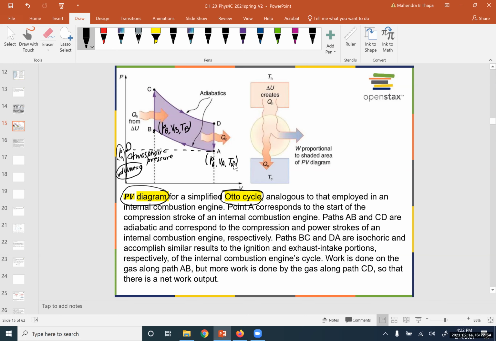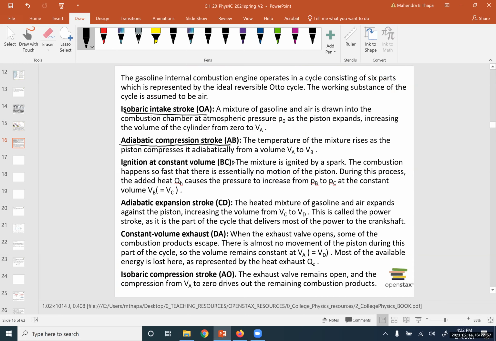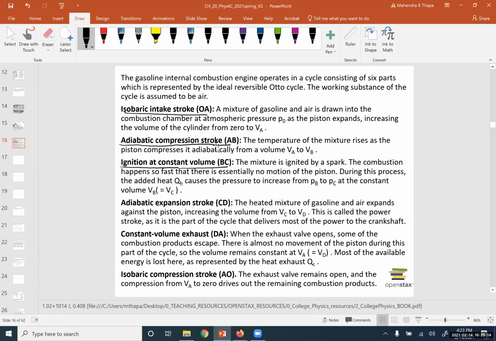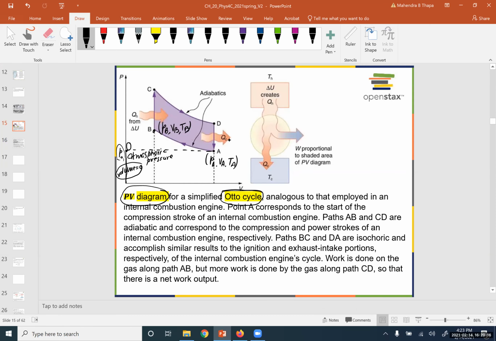So then we go to the ignition at constant volume. If that's time, you see here it will happen at constant volume. So at that time it will go from B to C. At point C, pressure will be PC, volume will be VC, and temperature will be TC. Again the cycle will be repeated.